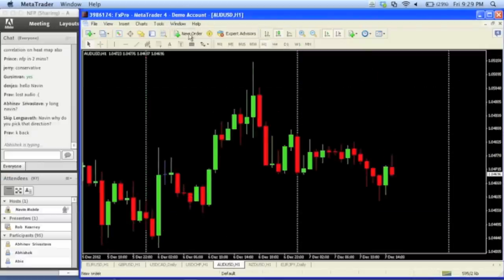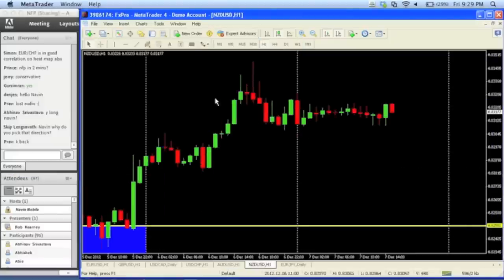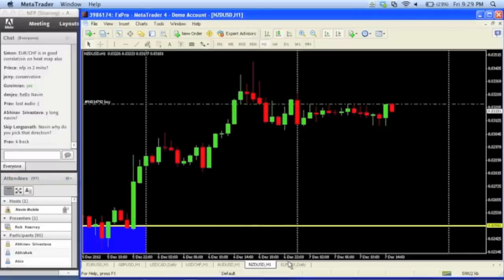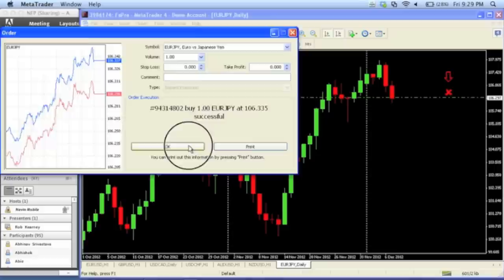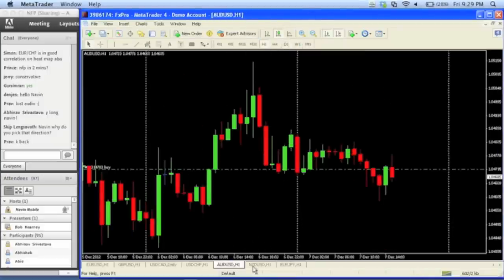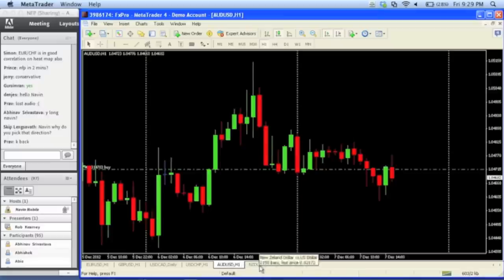Long Aussie and New Zealand. And long, finally, Euro Yen. This is the only information we know, technically: Aussie dollar and New Zealand dollar have not met their previous candles' respect. They have not respected the previous candles. Okay? So, 1 minute to news release.